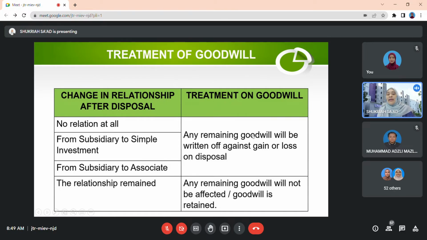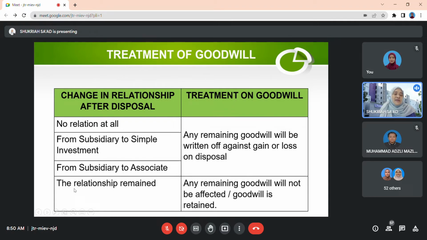So if there is a change in relationship from subsidiary to associate, or any of the above 2, any remaining goodwill will be written off against gain or loss on disposal. Of course, we must also calculate the gain or loss on disposal. So whatever amount of gain or loss that arises from disposal should be reduced by any remaining goodwill. Remember, if the question has a subsidiary, of course the first step is to determine goodwill. The goodwill amount must be written off or offset against the gain or loss on disposal. This is the treatment of goodwill for subsidiary to associate.